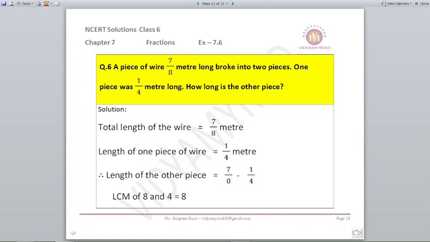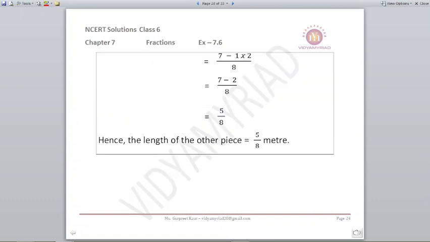So for that, total minus piece we do, we will get the remaining portion. So 7 upon 8 minus 1 upon 4 I need to do. What is 7 upon 8? It is the total piece of the wire. What is 1 upon 4? It is the cut piece. That piece was cut. We have to find out the remaining. So the remaining leftover piece can be found by subtracting it. So 8 and 4 LCM will be taken as 8. So 7 minus 1 into 2, which is 7 minus 2, that is leftover piece is 5 upon 8 meters.